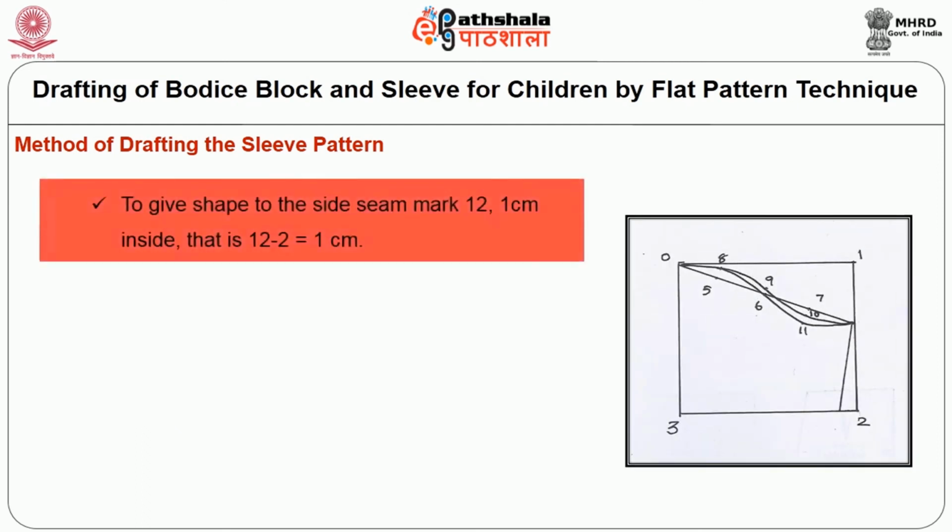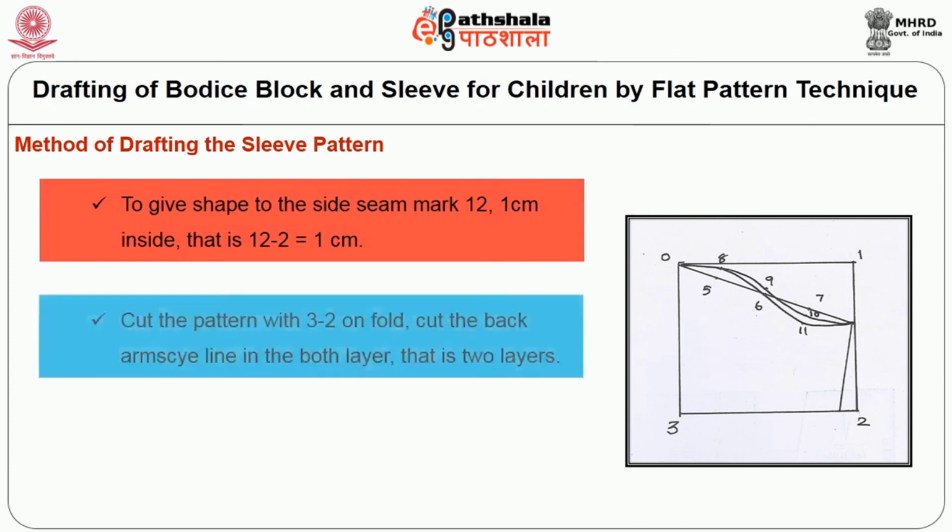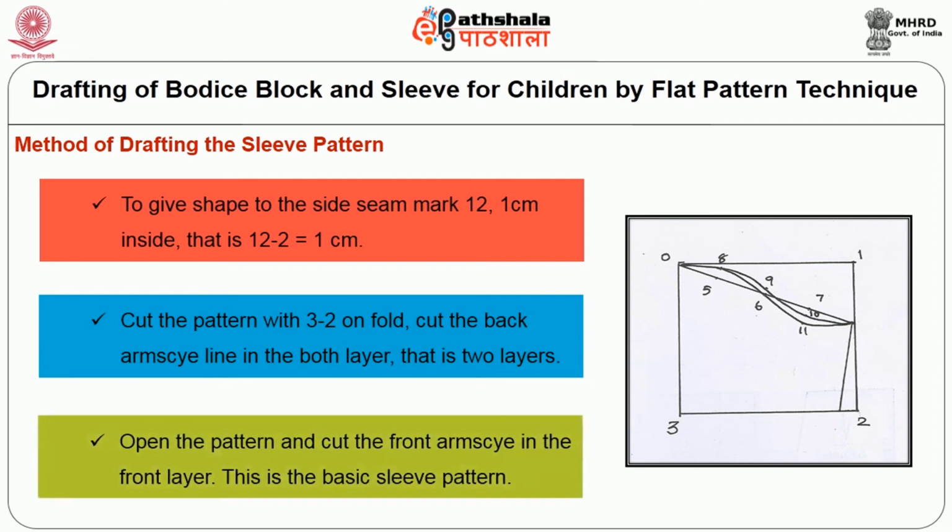To give shape to the side seam, mark 12, 1 centimeter inside. That is 12 to 2 is 1 centimeter. Cut the pattern with 3 to 2 on fold. Cut the back armscye line in both the layers, that is 2 layers. Open the pattern and cut the front armscye in the front layer alone. This is the basic sleeve pattern.